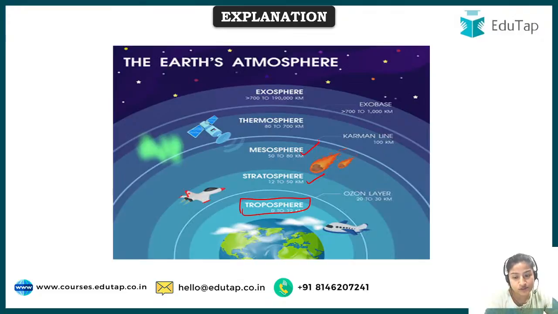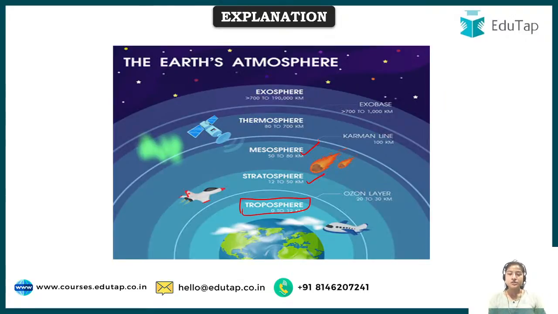Then we have the mesosphere. Above the stratosphere is the mesosphere, and here all the meteorites burn up. What are meteorites in layman language? You can say the rocks that come from outer space. So this is a function of the mesosphere. Why is it important? Because the burning of meteorites is important for us, otherwise the earth would blast.